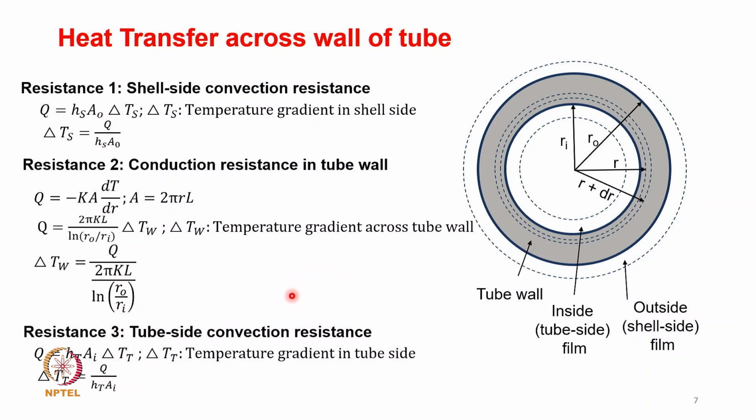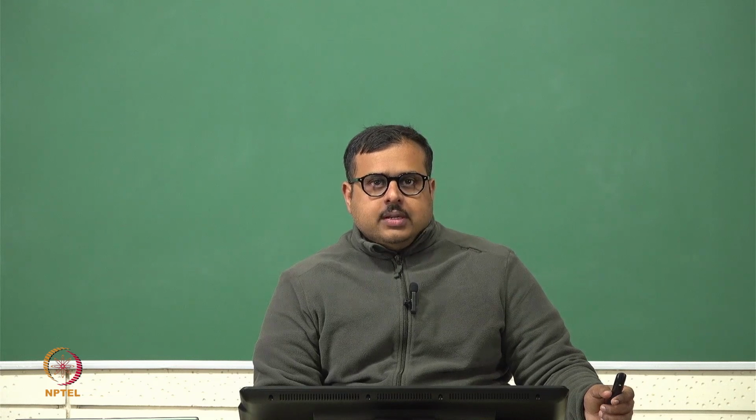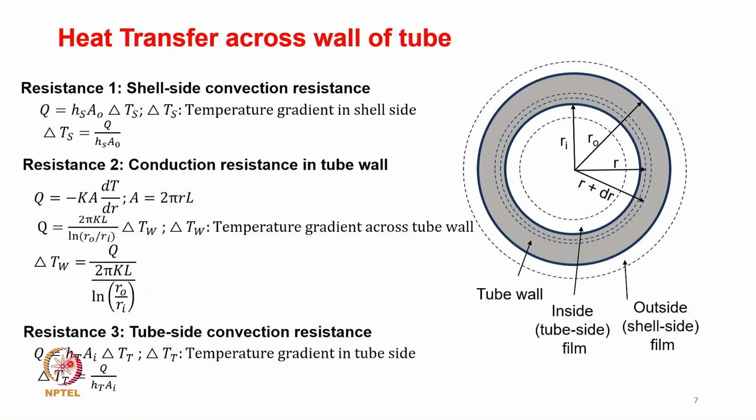Now coming to the third contributor, which is the tube side convection resistance. Again, Q is the heat transfer, Ht is the heat transfer coefficient at the tube side, Ai is the area, and delta Tt is the temperature gradient inside the tube side. You can see that we are using the variable Ai for the tube side area and A naught for the shell side area. By rearranging, we can isolate delta Tt, the temperature gradient in the tube side, as Q divided by Ht Ai.